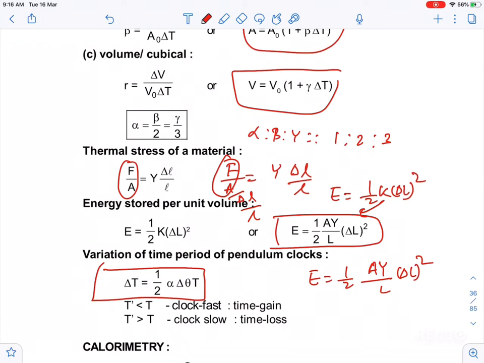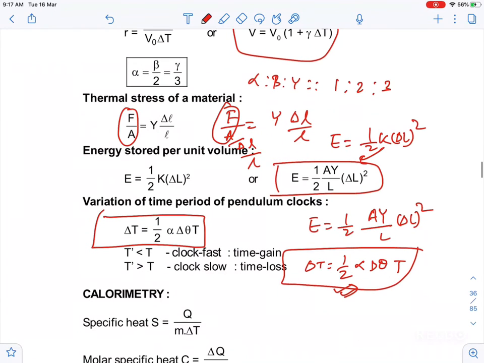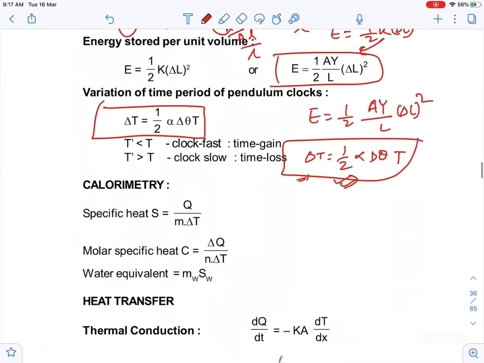Now guys, this formula you should keep in mind, because directly they can ask you the question gain or loss in time. So delta T is equal to half alpha delta theta into T. What is, guys, if I can say that according to the sign convention, I can tell you which is actually in case of slow and in case of fast. Okay guys, so this direct formula you can write, na. If you can calculate this thing, you can come to know how time is increasing or decreasing.